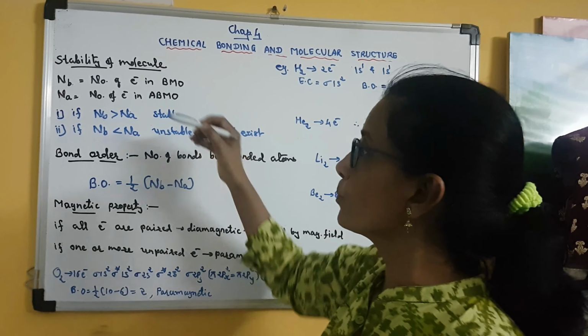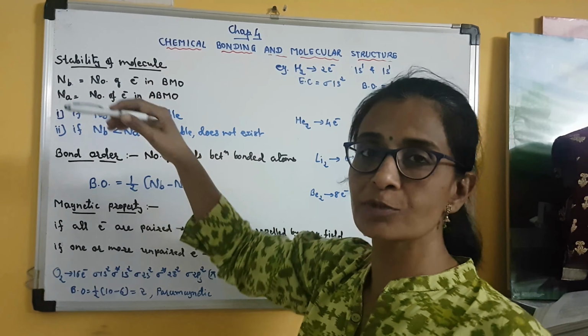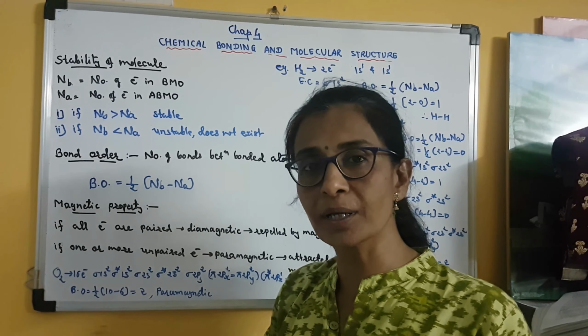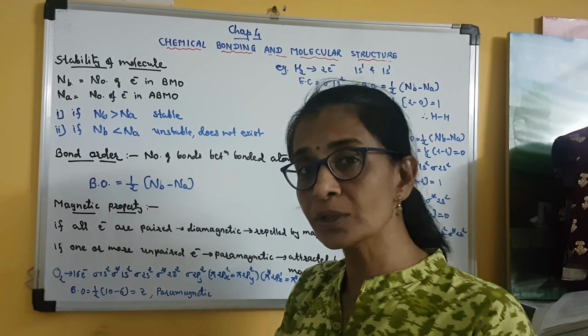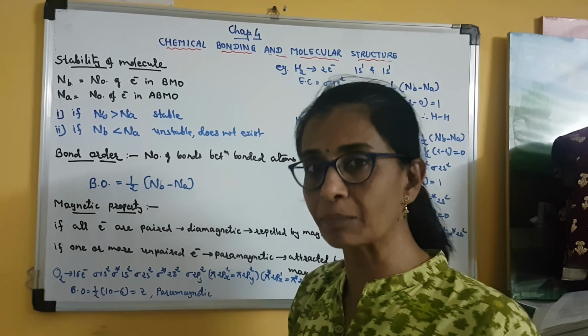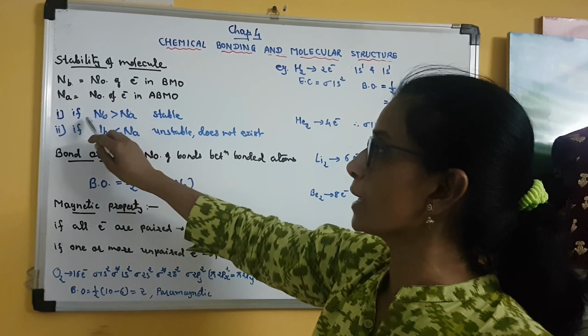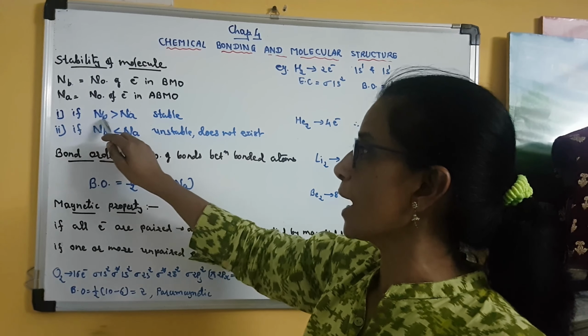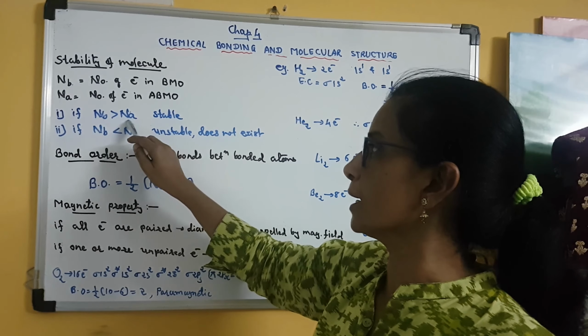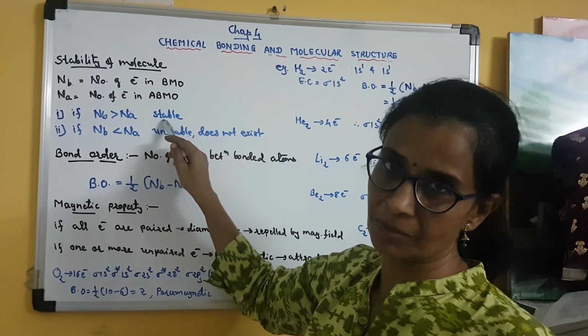present in anti-bonding molecular orbital. Clear? So now based on the number of electrons present in bonding and anti-bonding molecular orbitals, how can the stability of the molecule be decided? For that the condition is, if Nb is greater than Na, then the molecule will be stable.